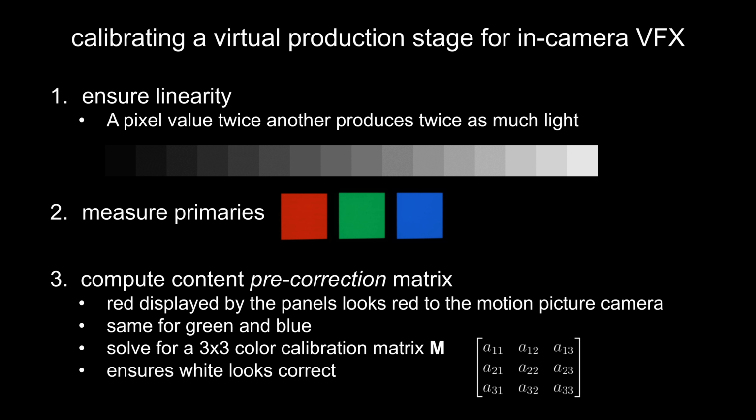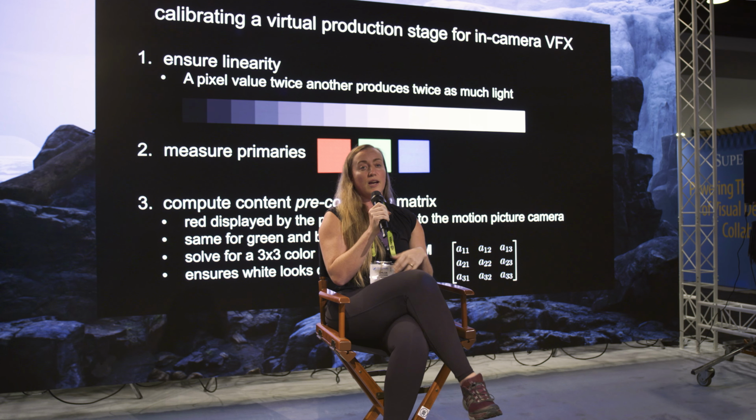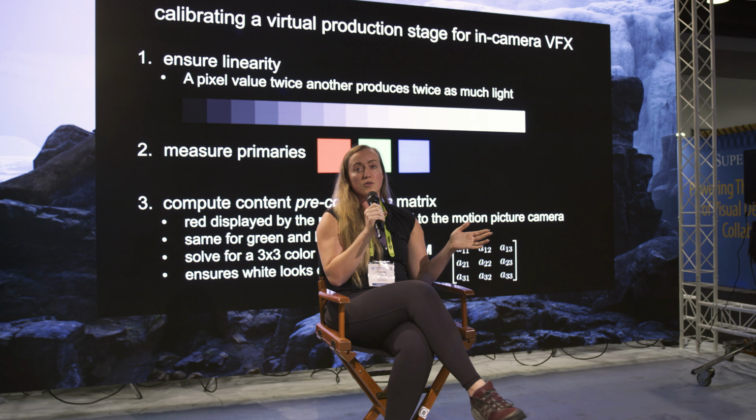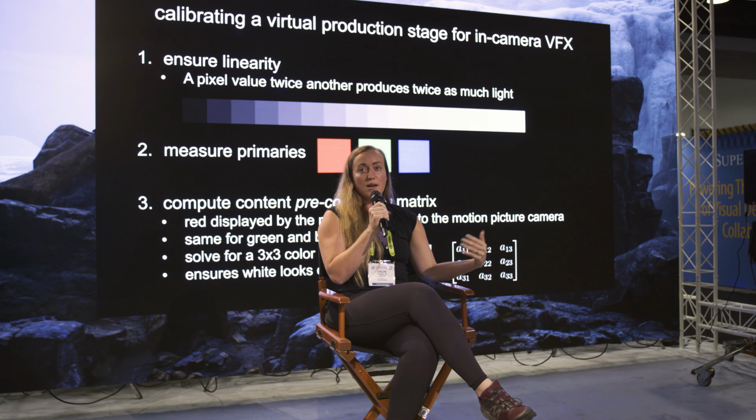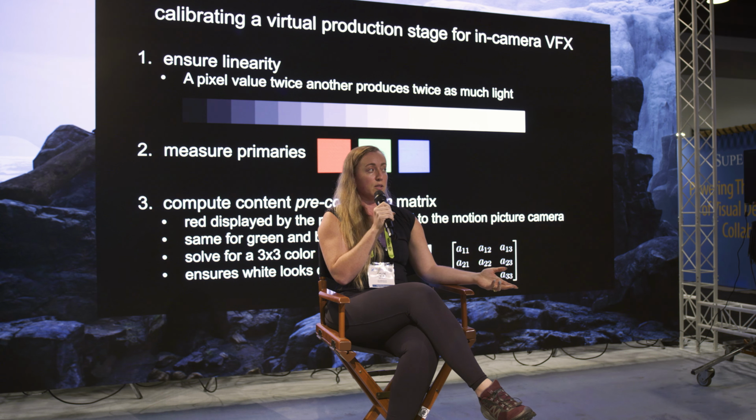Now, the job of this pre-correction matrix is to make it so that a red pixel that's displayed by the panel actually appears that color to the camera. So 1,0,0 looks as close as possible to 1,0,0. And of course, the same thing would hold for green and blue as well. And you're going to do this by solving for a 3x3 correction matrix, which is going to be applied to the content before it's displayed on the panels. And so this is the typical approach of what's done to calibrate a stage like this now.